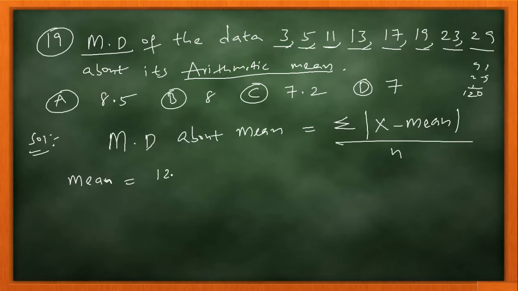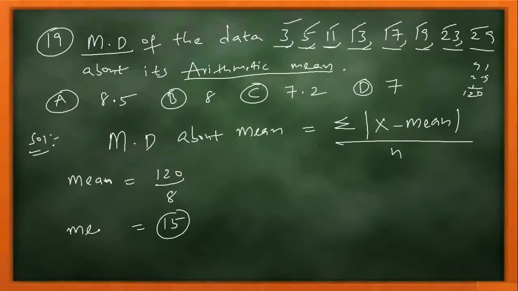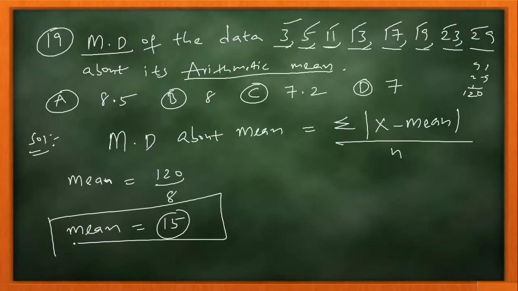120 divided by how many observations are there? I think 8 observations: 1, 2, 3, 4, 5, 6, 7, 8. 120 divided by 8 will be 15. So mean is equal to 15. You can check the mean answer. And here, summation of modulus X minus mean. What is our first observation? Our first observation is 3. The difference between 3 and 15, X minus mean is your formula. It will be summation.